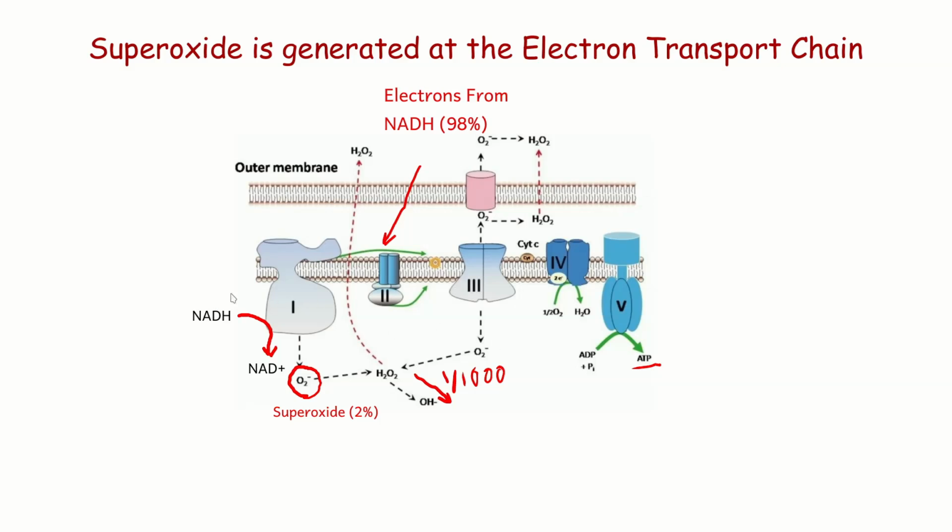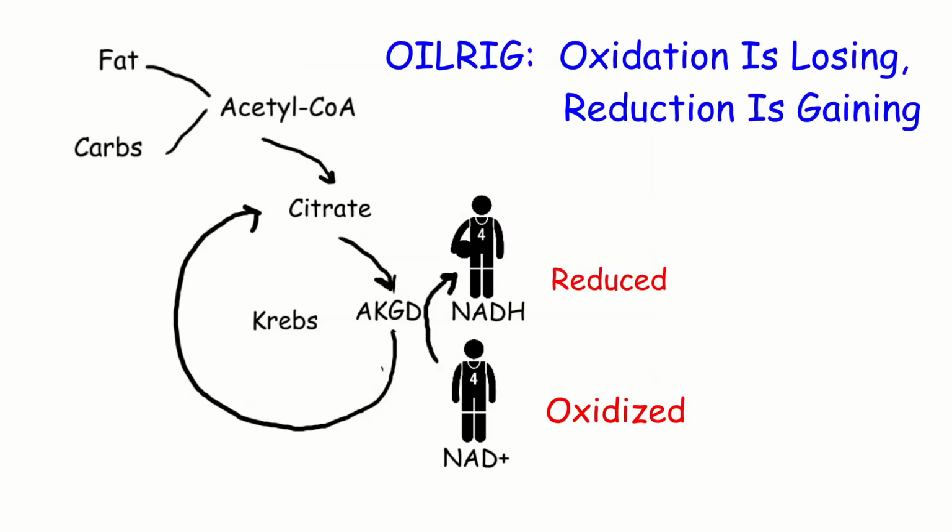This is the beginning of the problem. The electrons from NADH are pinging back out of complex 1 to form superoxide. And some of those become hydroxyl radical and oxidize PUFA, right? That's the problem restated. And so where does the NADH come from? How does this all work?